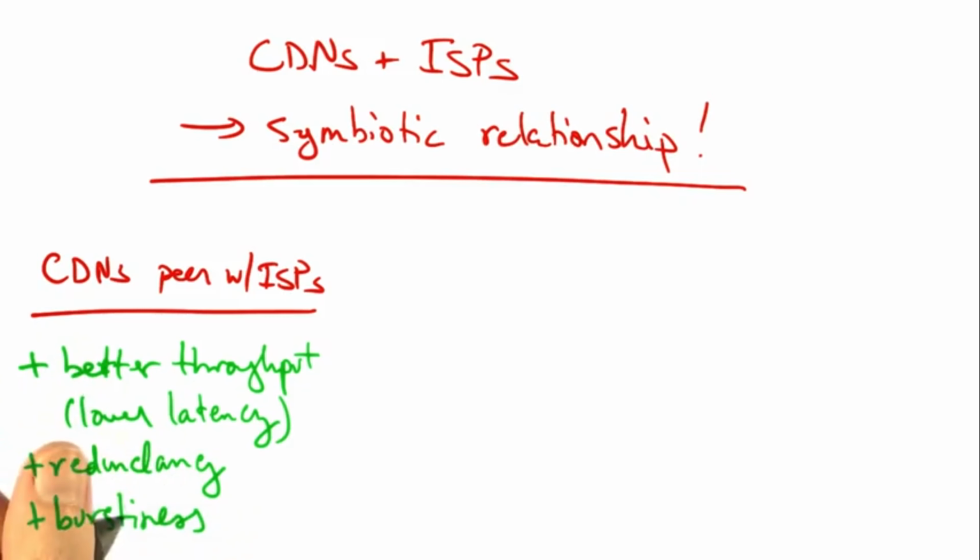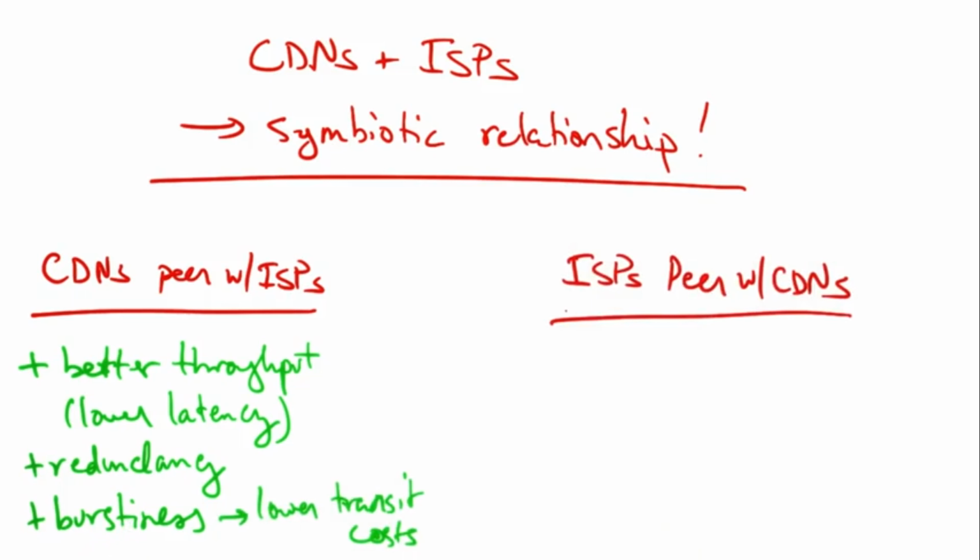And during large request events, having direct connectivity to multiple networks where the content is hosted allows an ISP to spread its traffic across multiple transit links, thereby potentially reducing the 95th percentile and lowering its transit costs. On the other hand, there are other good reasons for ISPs to peer with CDNs.